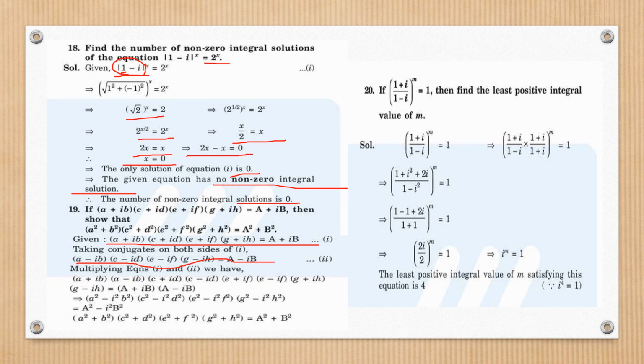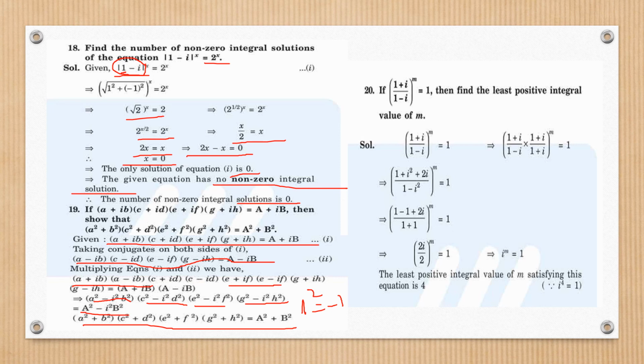(a − ib)(c − id)(e − if)(g − ih) equals A − iB. Now multiply. So (a + ib) into (a − ib) will make a² − i²b². This will become c² − i²d², e² − i²f², and g² − i²h², and it is A² − i²B². And you know what i² is equal to? It is −1. So it becomes (a² + b²)(c² + d²)(e² + f²)(g² + h²) equal to A² + B².